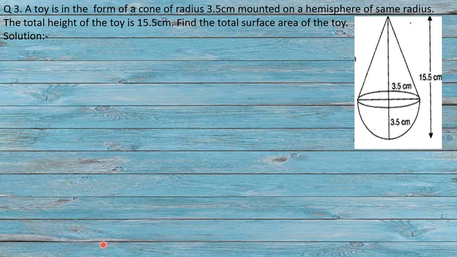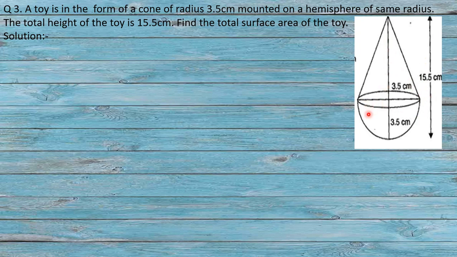Now let us consider the third problem of the exercise. A toy is in the form of a cone of radius 3.5 centimeter mounted on a hemisphere of the same radius. The total height of the toy is 15.5 centimeter. Find the total surface area of the toy.